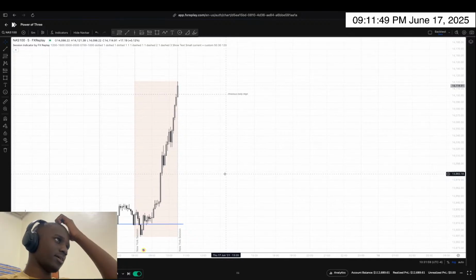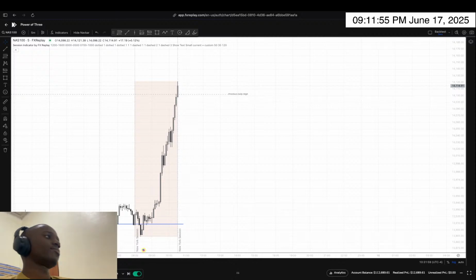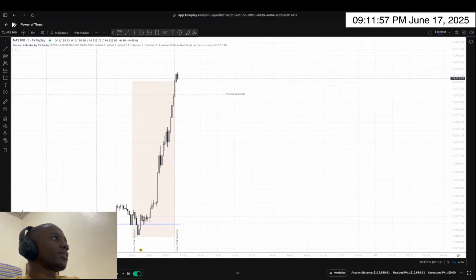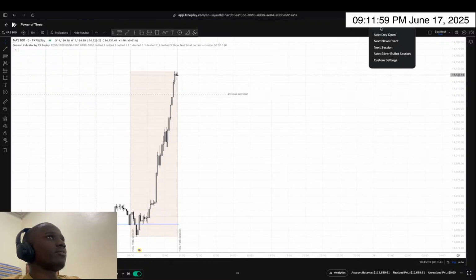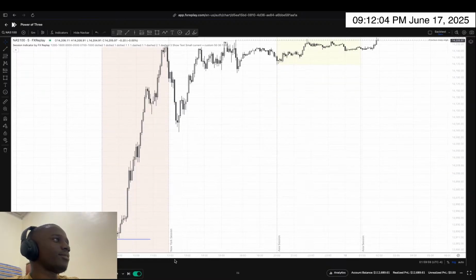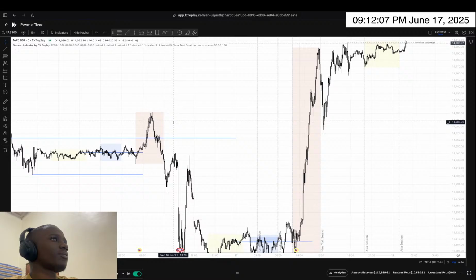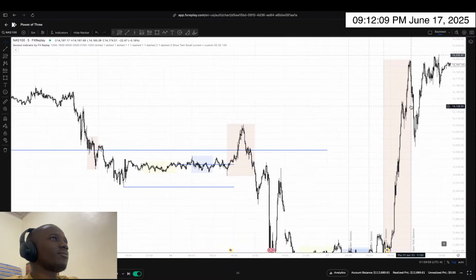Nice push to the high. Nice push to the high from here to here. Nice push. Okay, we got a loss in the morning. Don't think we'll take any other trade there. But this is nice. They took out this high and even continued and they took out these highs.